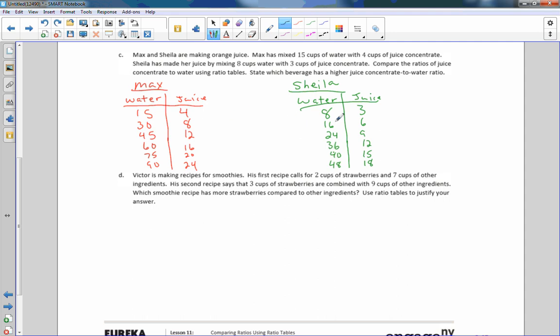4, 8, 12. Here's a 12. So right here, we have the same amount of juice, but Sheila has less water in that quantity of juice. So Max has more water, so his will be more diluted and have less flavor. So which beverage has a higher juice concentrate to water ratio? It is Sheila's. Sheila has a higher juice concentrate.